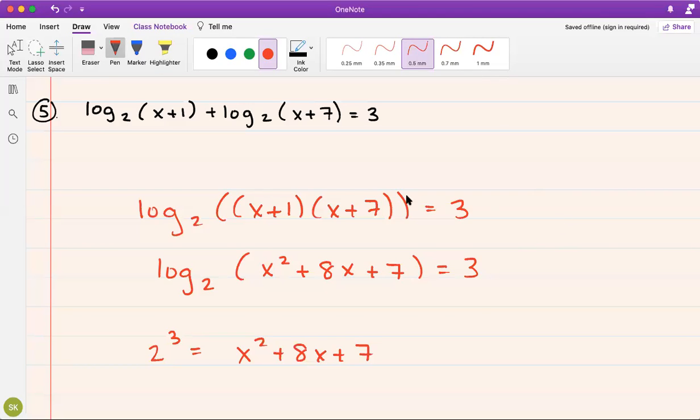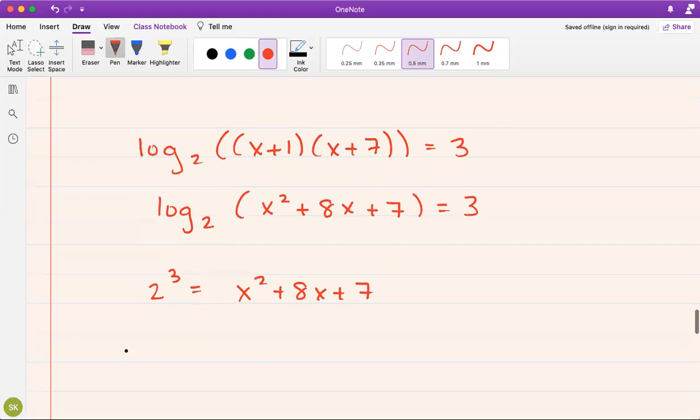Okay, so you can see that I took this addition and made it multiplication inside the log, and I actually FOILed these two to get x squared plus 8x plus 7, and then I switched to exponential form, so I got 2 cubed is equal to this. And from here, I'm going to make this an 8, because 2 cubed is 2 times 2 times 2, so that's 8 is equal to x squared plus 8x plus 7, and now I want to solve for x.